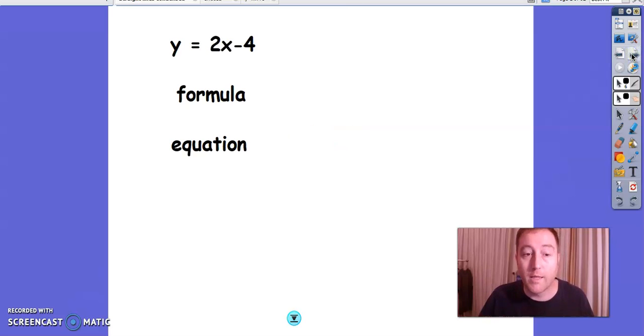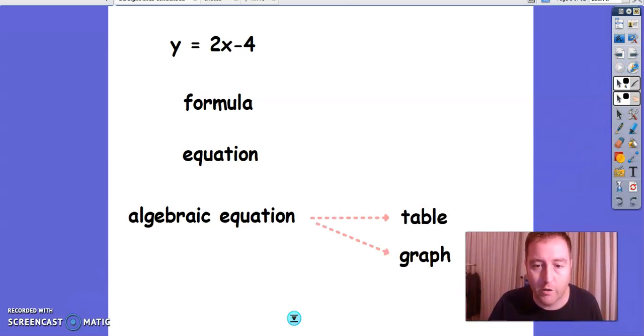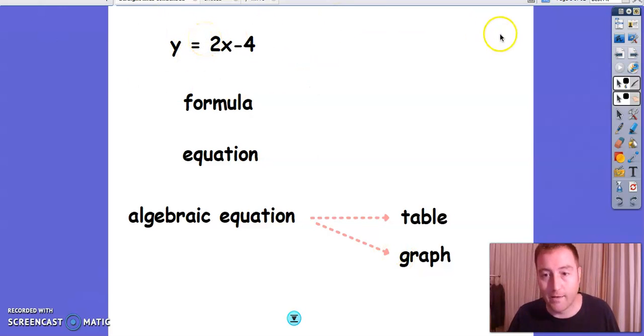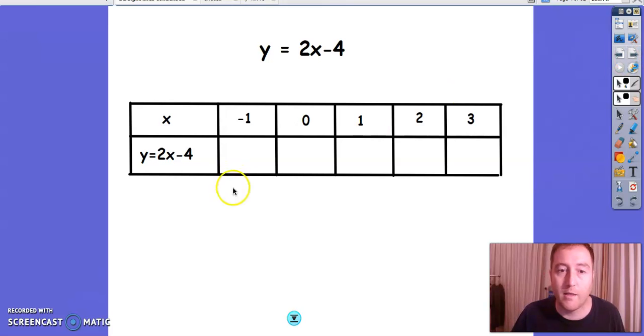Okay, so this is a formula or an equation of a straight line, and we can use that equation to generate a table of values or coordinates, and then we can plot those coordinates in a graph. So this equation has a table and a graph. Now here we've drawn up the table, so we're going to just pick some values for x, from -1, 0, 1, 2, 3. We can pick any values there, but probably useful to go from a negative, 0, 1, 2, 3. That's a nice set to choose.